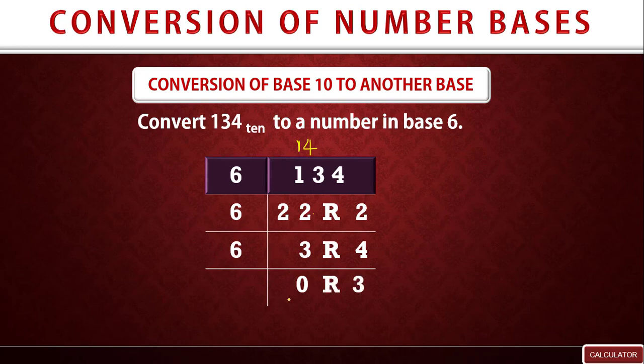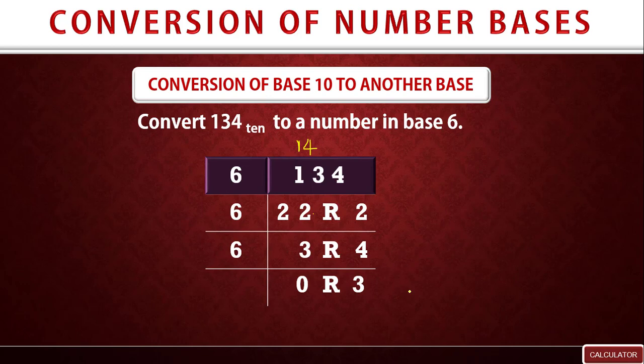Okay, let me try to explain that. 6 in 3. Since 6 cannot go in 3, we have to put 0 here. And then what is left here will now be this value, which is 3. That will be our remainder.